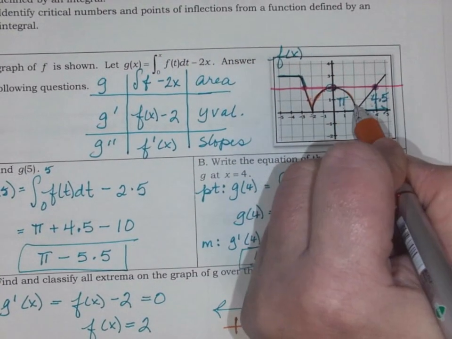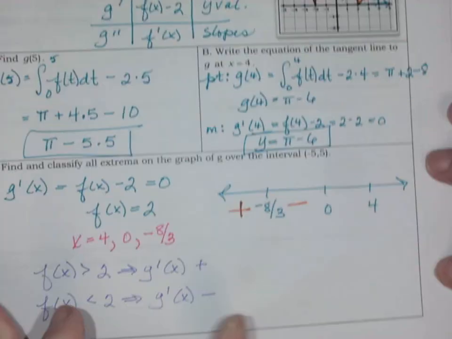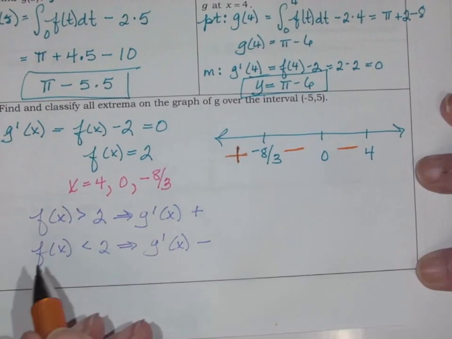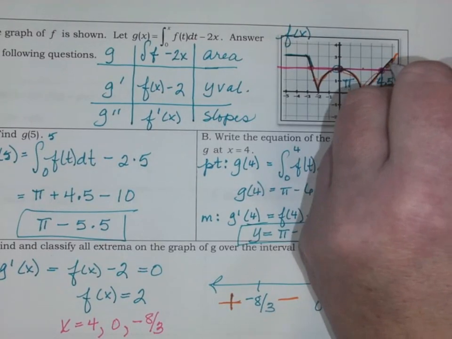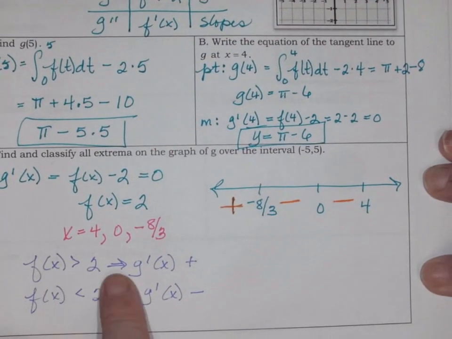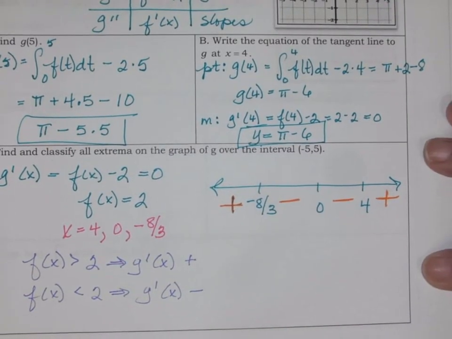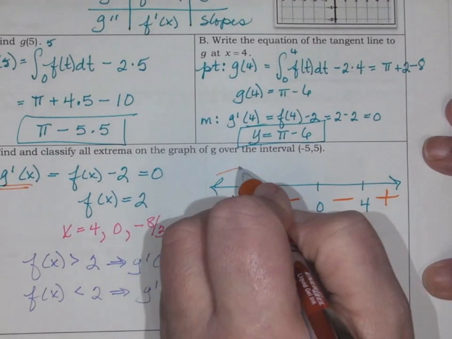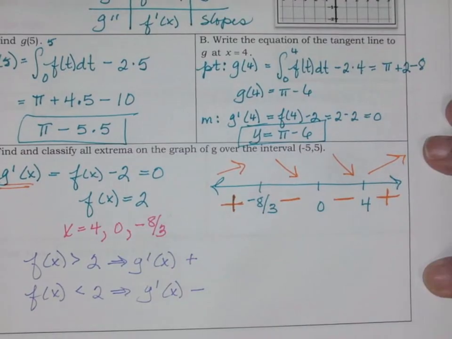After 0, here we are again. f is below the line y equals 2, so f is less than 2, so g' is negative. And then after 4, f moves to be greater than the line y equals 2. So when f is greater than 2, g' is positive. So there's our sign chart. Now this is for g, so that's for increasing, decreasing. So we're increasing, decreasing, decreasing, increasing.